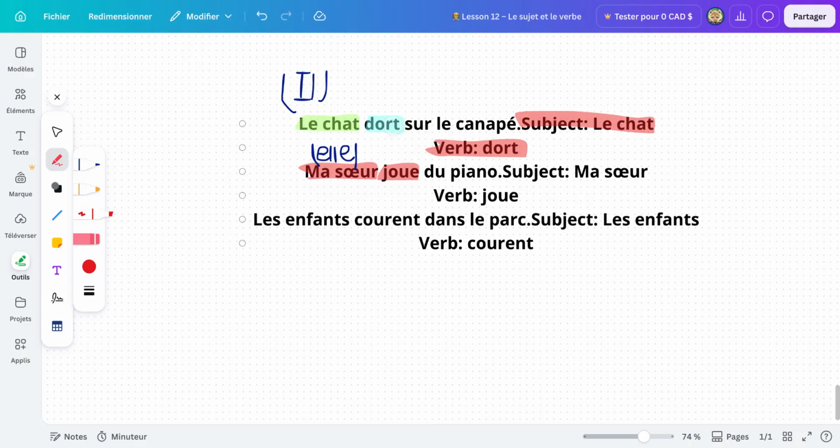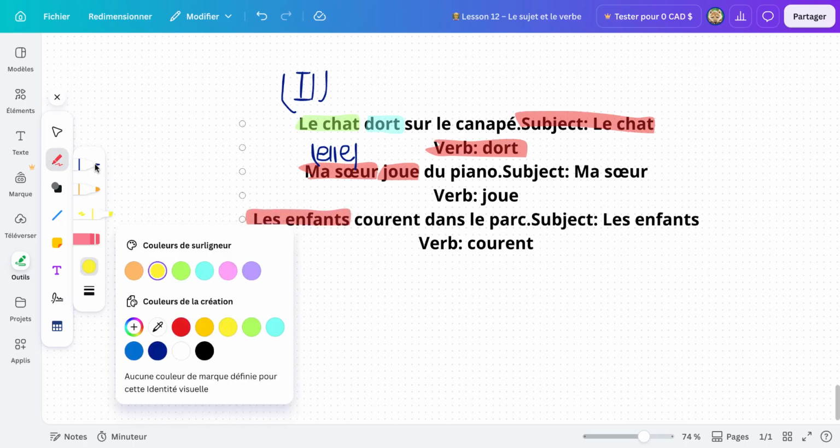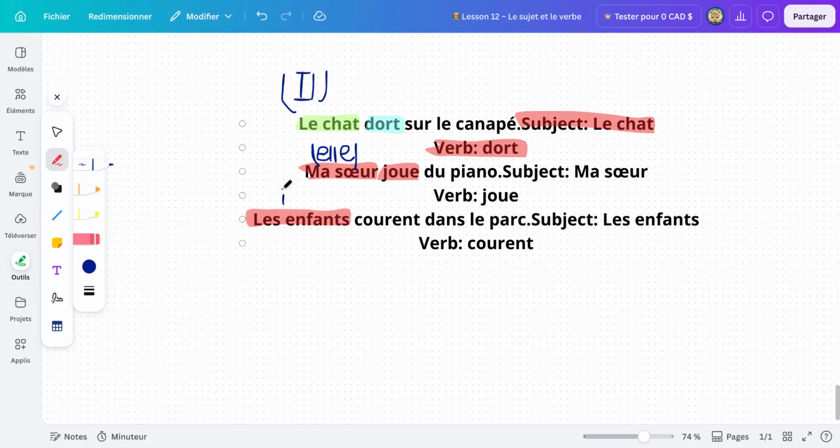Elle joue au piano. And then here it says les enfants courent dans le parc. Le sujet here is les enfants. It's literally just ils, like it's them. It's pluriel. It's a lot of people. It's a lot of kids. So we're just going to use that there.